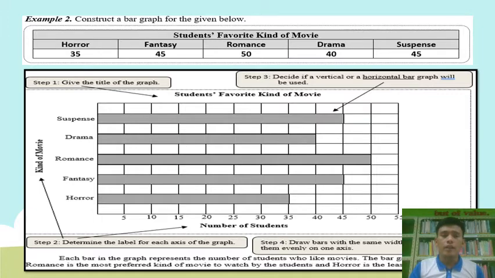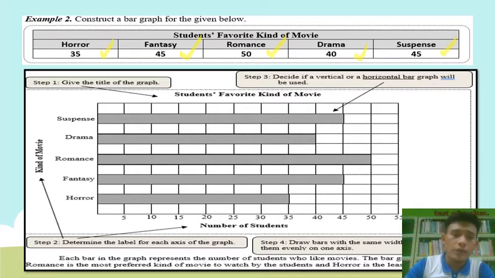Another example, number 2. Construct a bar graph for the data given below. Horror is 35. Students who like horror movies, 35 students. For fantasy, 45 students. For romance, 50 students. And for drama, 40 students. And for suspense, 45 students.